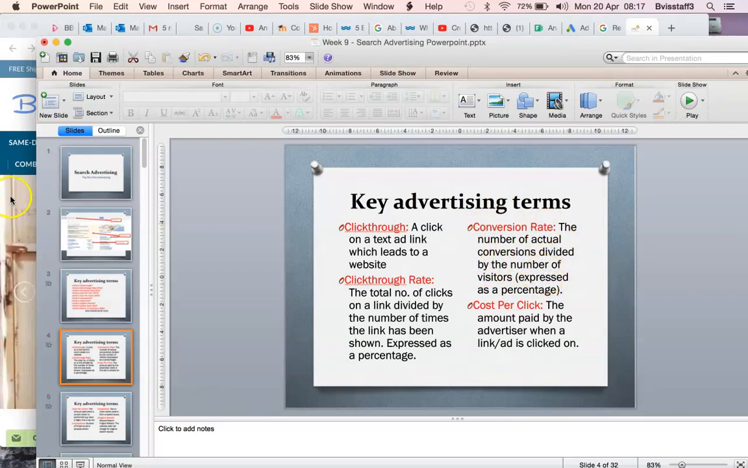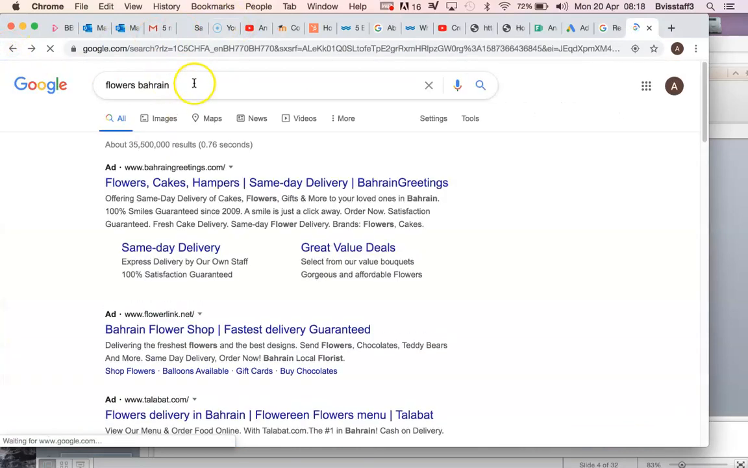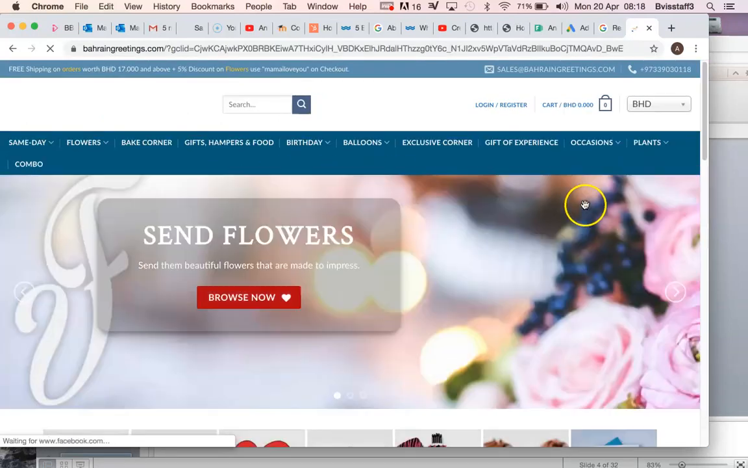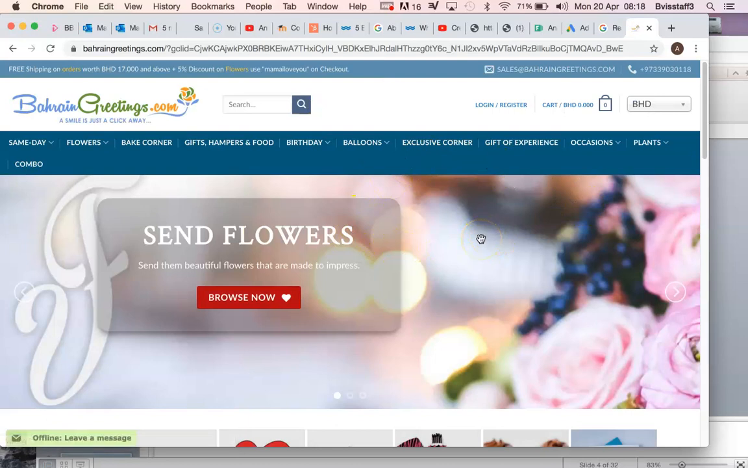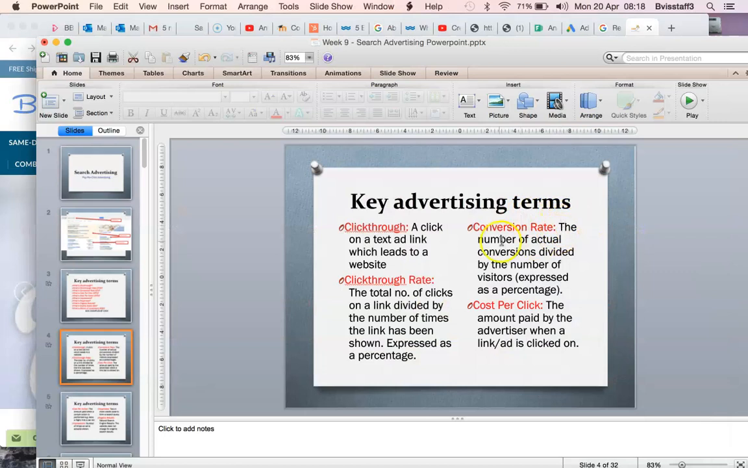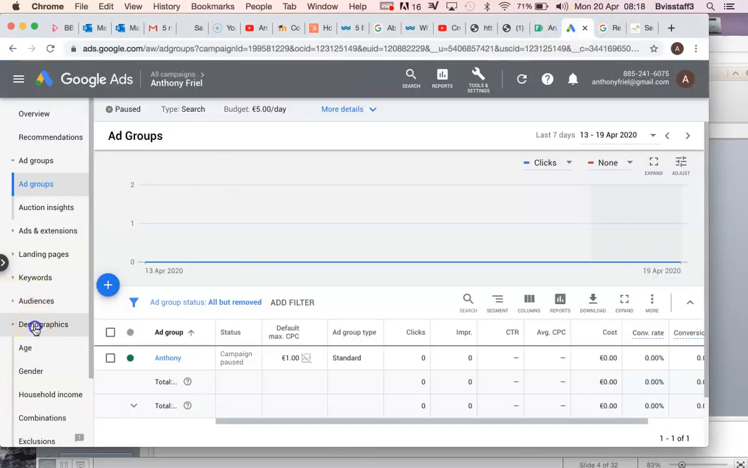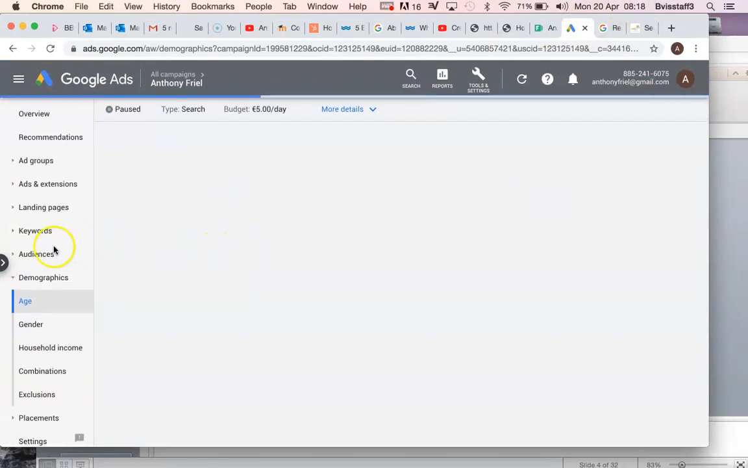So we said earlier today that we had 1,000 people clicked flowers in Bahrain and 100 people clicked in here. If 100 people clicked in here, and of those 100 people, 10 of them become customers, 10 of them buy a product, well then that's 10 out of 100 people. And again, 1/10 or 10% would be the conversion rate. So the conversion rate is the number of actual conversions divided by the number of visitors expressed as a percentage. And again, in Google AdWords, this would give us all this information in terms of demographics and clicks and audiences.